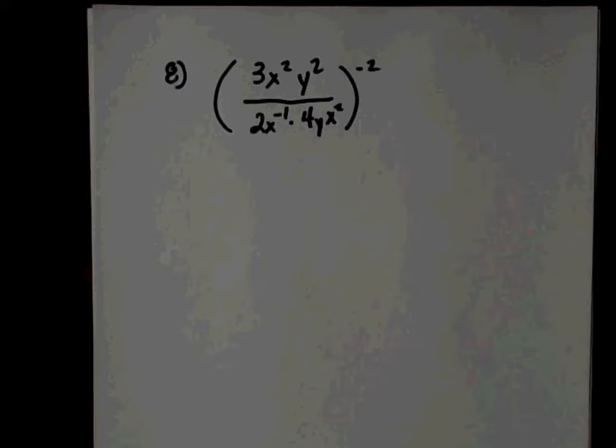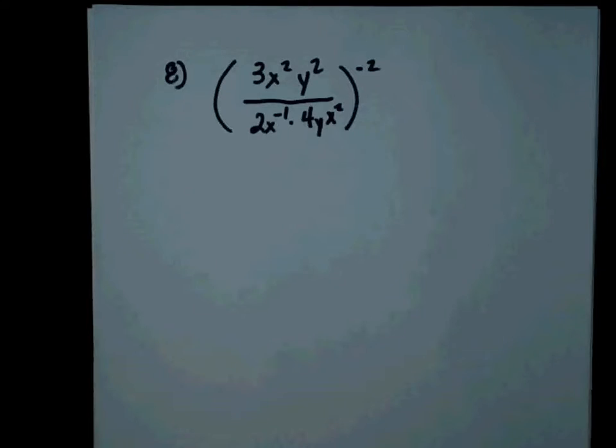Here we go. Properties of exponents. Okay. This one looks like it's going to involve the power rule, the negative power rule, the quotient rule, and the product rule. Zero is not there, so the zero power rule is not going to show up.